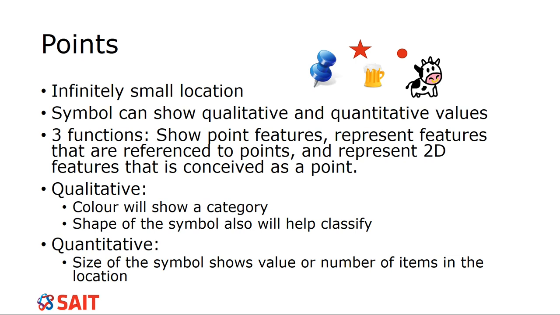So points have three main functions. They can show point features, they can represent features that are referenced to points, and represent 2D features that are conceived as a point. The last two are kind of the same in some way. One's 2D versus the other one, which is a bunch of points. When I show point features, I'm showing a single thing. That's all I'm going to show. The other two, I am taking an area of information and shrinking it up into a single point. So that single point can now be shown as something.